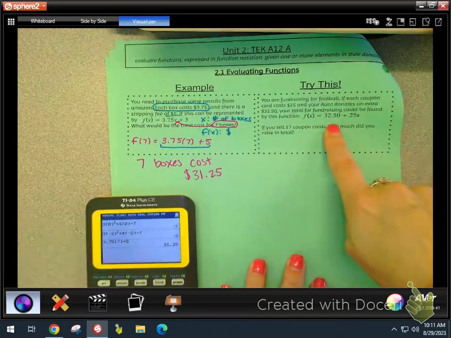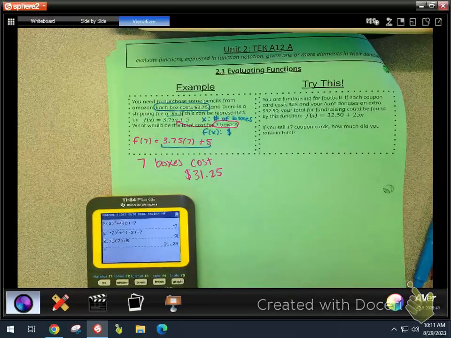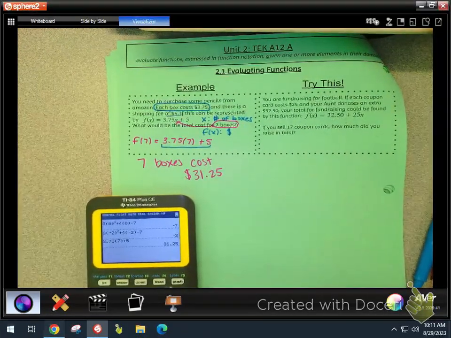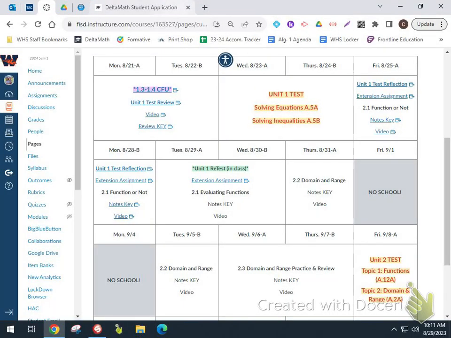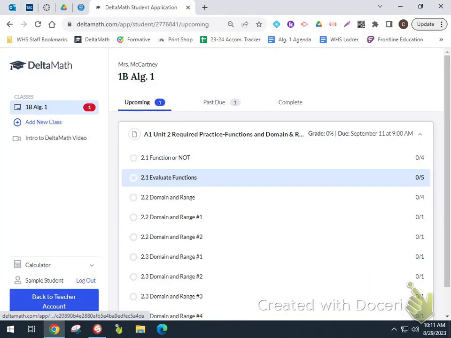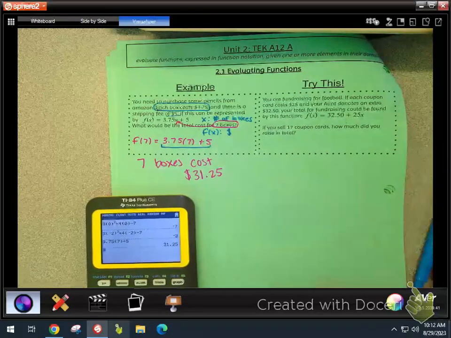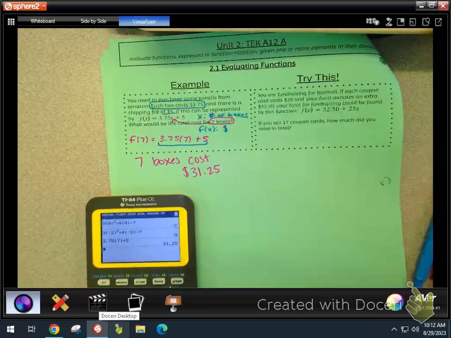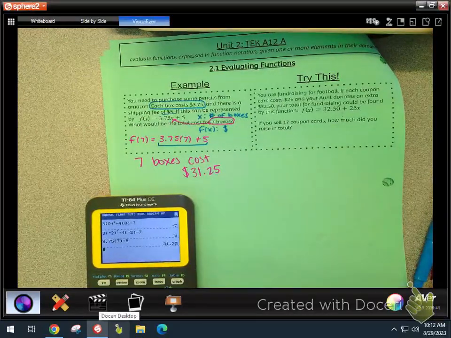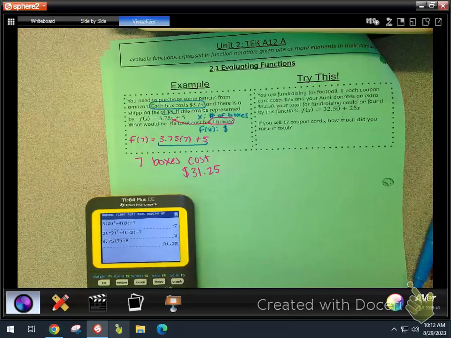Try this word problem when you're done. Delta Math, you have 5 questions on this section. I don't think there's word problems on there, but you'll see it's this little 2.1 evaluate. There are 5 questions that you have to get right. Some of them are graphs, some of them are equations. And this is not on Canvas, but I will add it. You have a CFU on this lesson next class. It's not a real grade, it's just a practice run, to see what we're doing, how we're retaining, and then we'll learn new stuff. Okay? Ready, set, go.